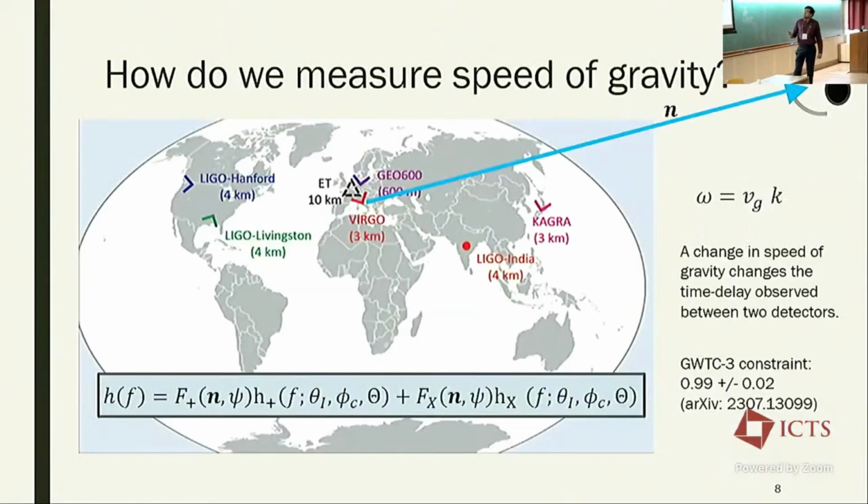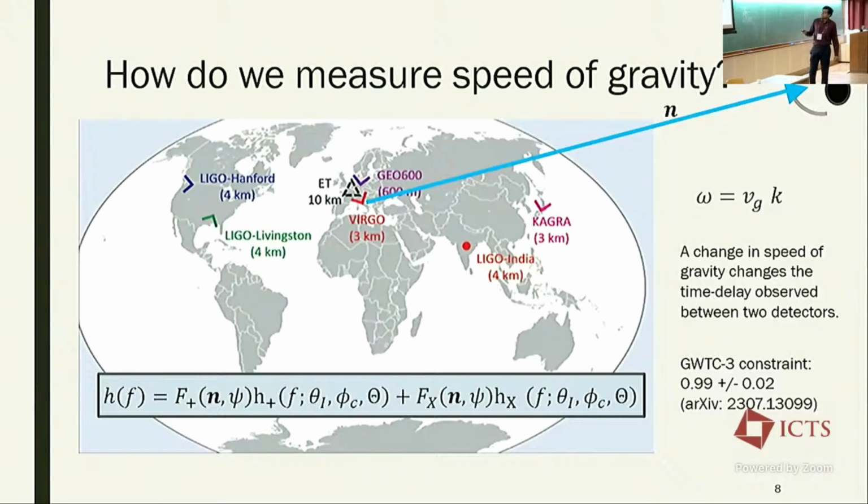Okay, so now let's go to the main part of the talk. How do we measure the speed of gravity by only using gravitational waves? So presently we have 3 operational detectors, one in Hanford, one in Livingston, and one Virgo detector in Italy.